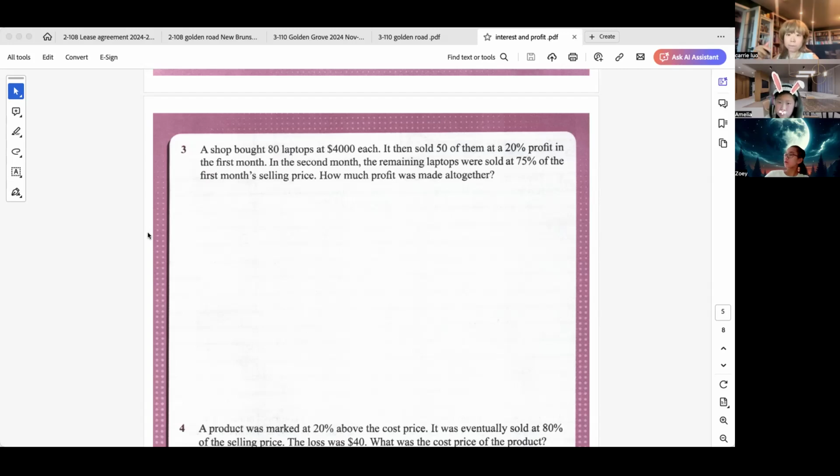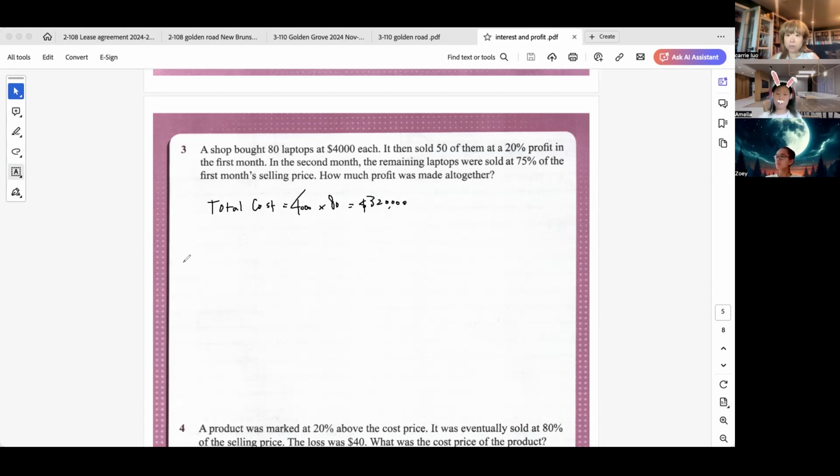我做完呀。Okay, 很好, Zoe. Okay, so let's take a look at this one. So Amelia, when you see that a shop bought 80 laptops at 4,000 each, can we just have this one first? Total cost equals 4,000 times 80 equals 320,000. Get it? So is that the total cost? Zoe, did you get this one?